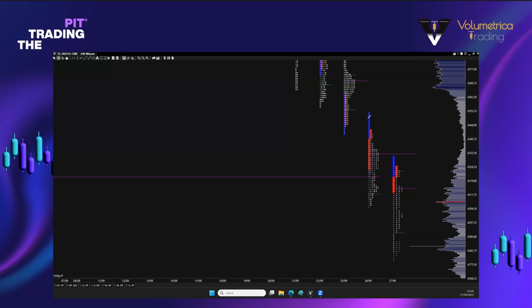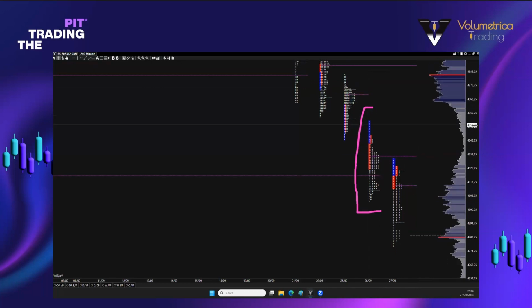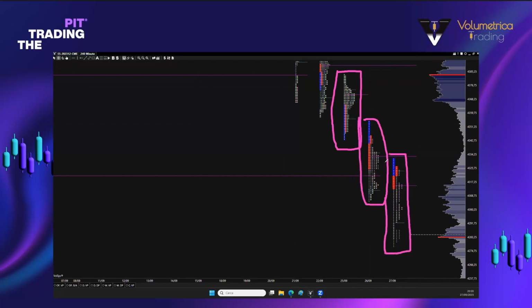First of all, a TPO profile usually would represent one session. Every profile you can see here in this chart corresponds exactly to a single session, so one day. So that was the 25th of September, that's the 26th of September, and that's today, 27th of September.